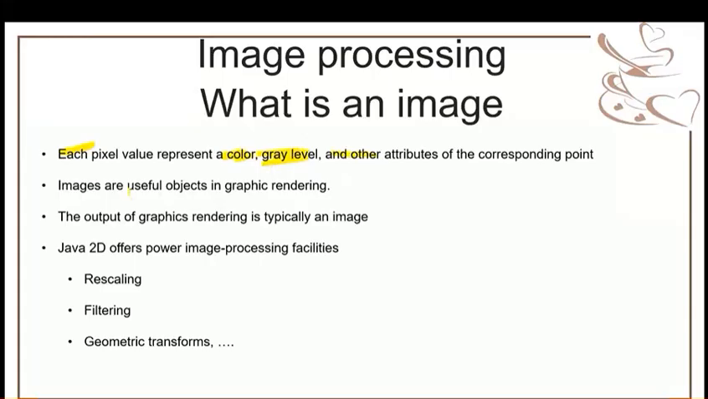Images are useful objects in graphic rendering. The output of graphic rendering is typically an image. So if you have any graphic and you make the rendering, you get an image. Here we have some pre-processing facilities like rescaling. We'll see what rescaling means, how to do some filtering, and how to do some geometric transformations.